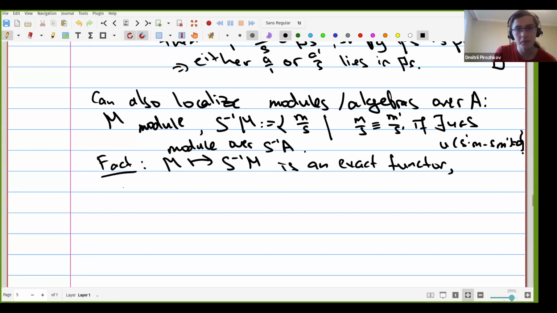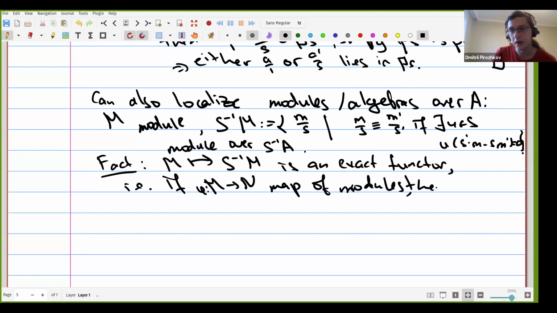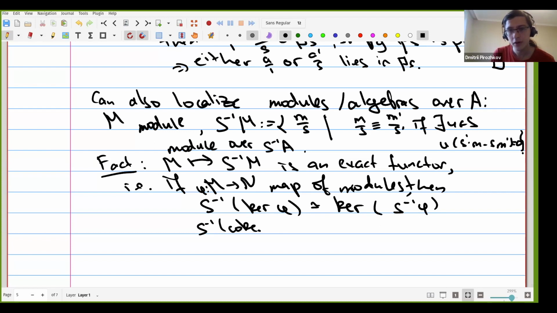which means that if you have some map of modules phi, then if you take the kernel of phi and localize it, you get the same as the kernel of S^{-1}phi, where this is the induced map for localized modules, defined naturally on these fractions. And the same for the cokernel.